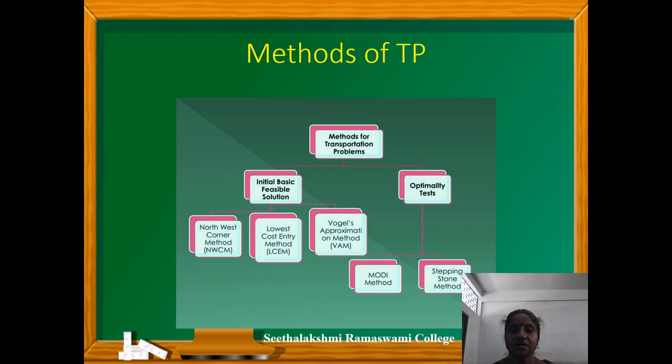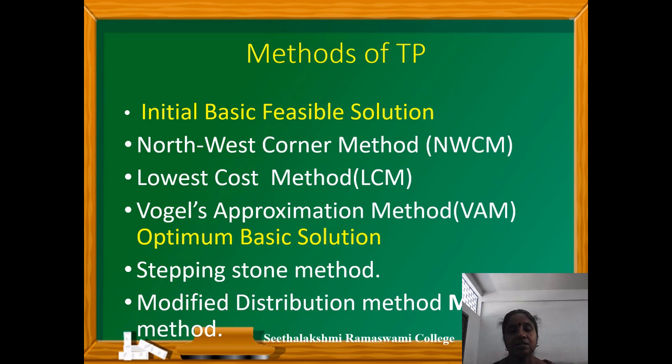That optimum solution may be found by using two methods. One is the modified distribution method, also known as the MODI method, and another one is the stepping stone method. So these are the methods of initial and optimum basic solution.